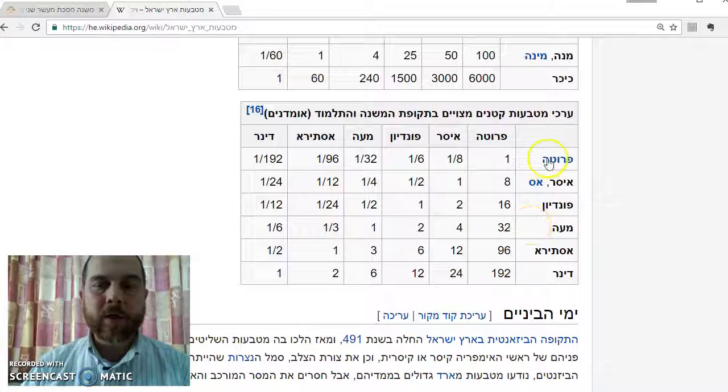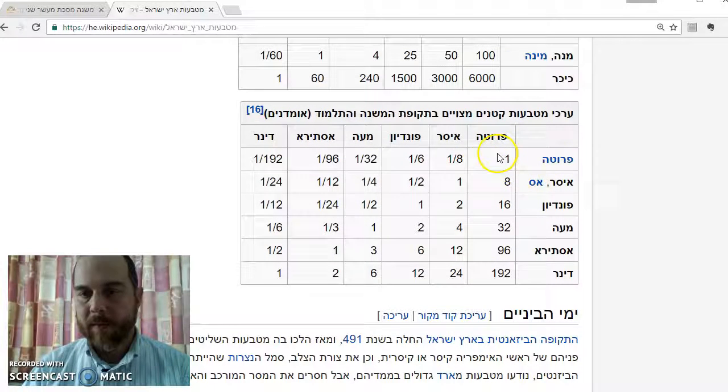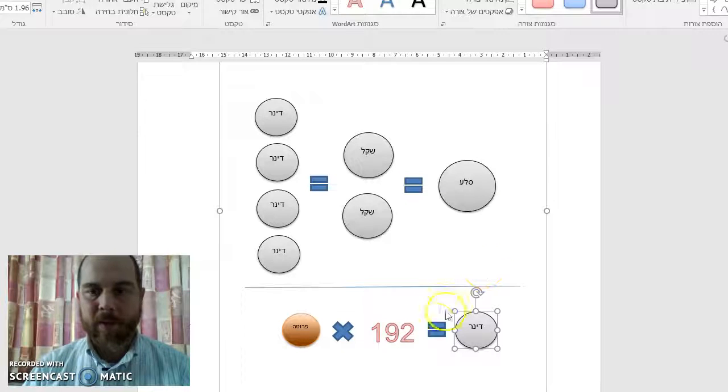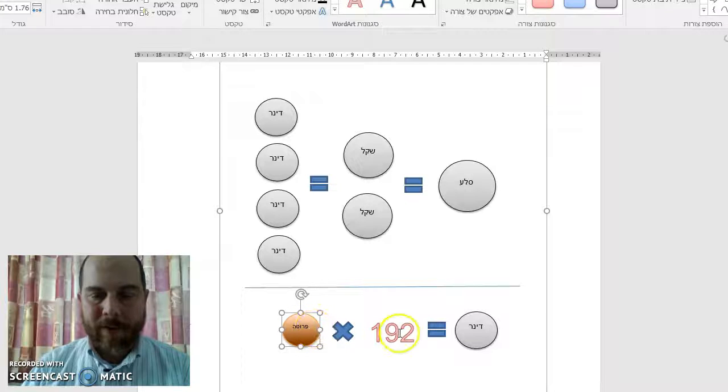Similarly, the smallest denomination they had was a pruta, which was 1/8 of an isar, etc., etc. To get from pruta to dinar, you had to have 192 prutot. That's in this chart that I made you. You had to have 192 prutot in order to have a dinar.